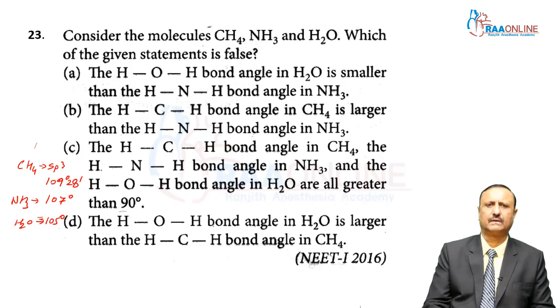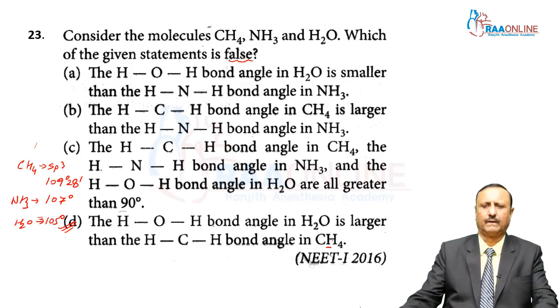Here you can see this statement is false. So, you can go to answer D, my dear students, because saying the bond angle in water is larger than methane is a wrong statement. The bond angle is this. So, for question number 23, you can go to answer D.